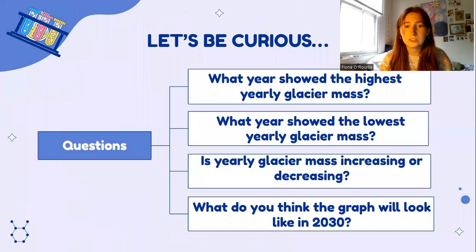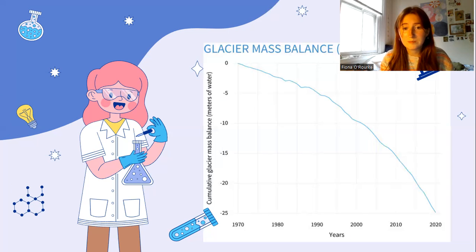And then let's look at our questions again. Is yearly glacier mass increasing or decreasing? That's right, it is decreasing. As we can see, there's a lot of loss happening here, and it's getting larger every year. And based on that, what do we think the graph will look like if data was recorded in 2030? I'm hearing a lot of people say that they think it's going to be lower, it's going to decrease more. It might be at negative 30, which is a really good inference that you're making.